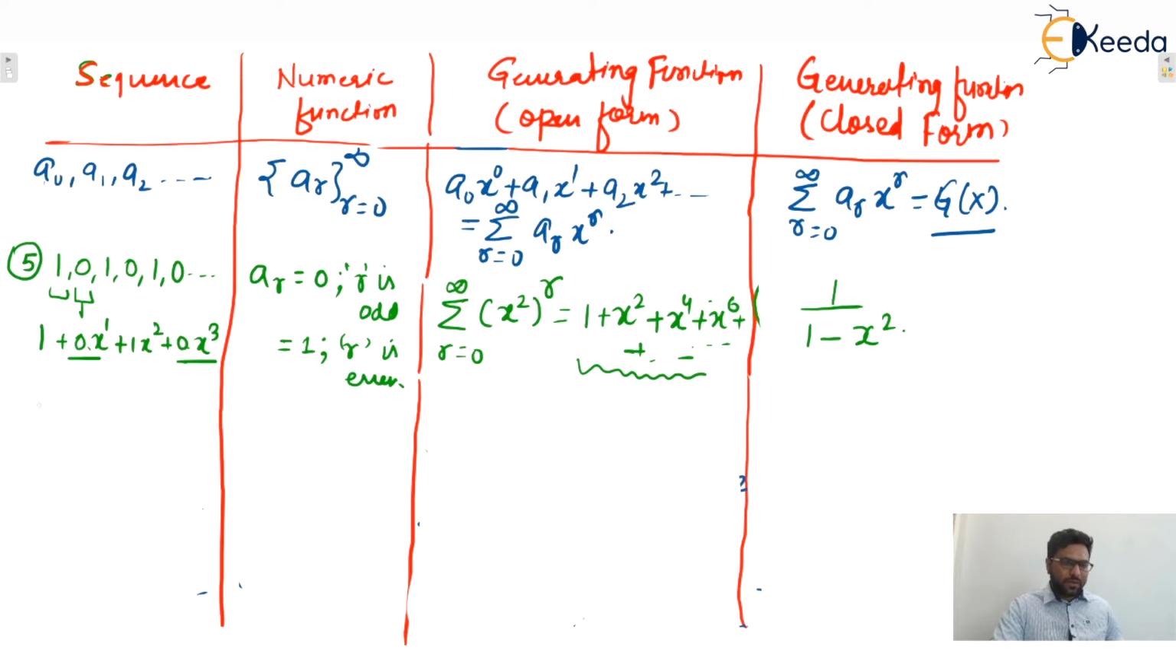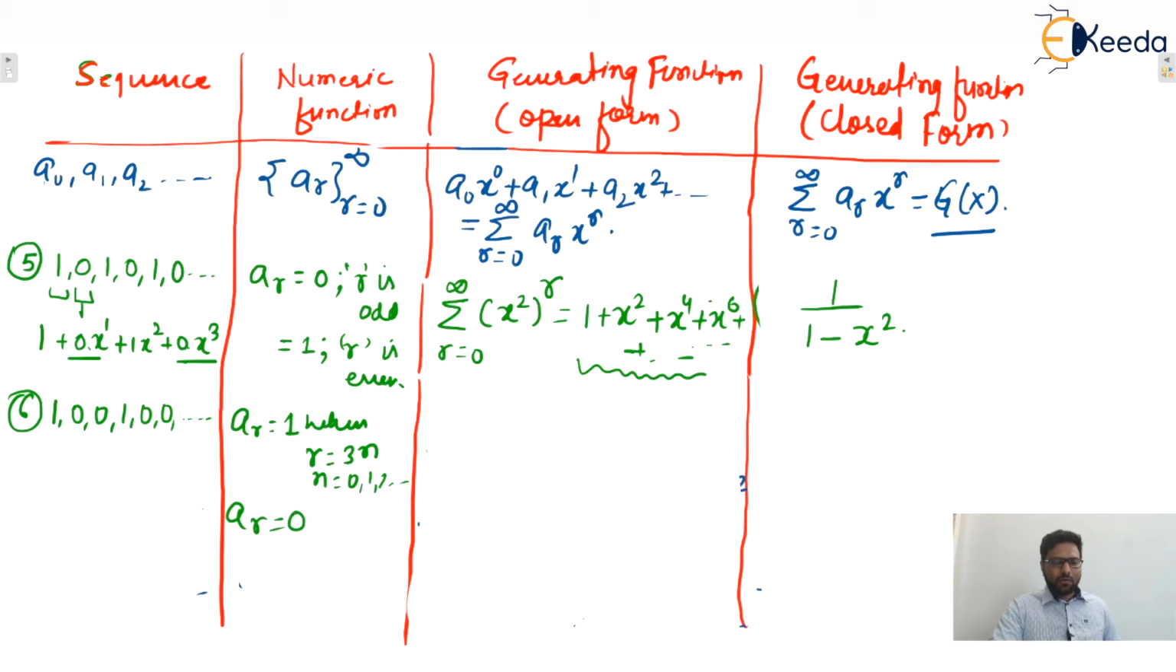Okay. Write down the next one, that is the sixth one. The sequence given to you is 1 0 0, then 1 0 0, then 1 0 0, and so on. So what is AR? AR is 1 when R equals a multiple of 3, that is 3n where n is 0 1 2 3 and so on. Also AR equals 0 otherwise. Now, we can write it as x cube raised to power R.